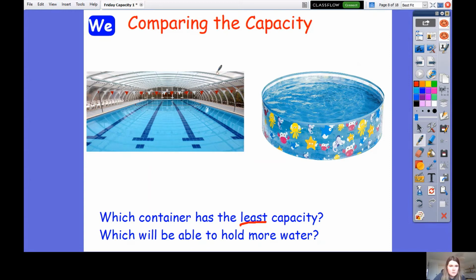The swimming pool holds more water, absolutely. So which has the least capacity? The paddling pool, well done. This one holds the least amount of water, which means it has the least capacity comparing the paddling pool and the swimming pool. Remember, we're always comparing because the paddling pool might have a greater capacity to a different object.